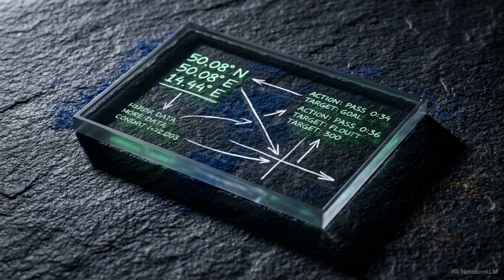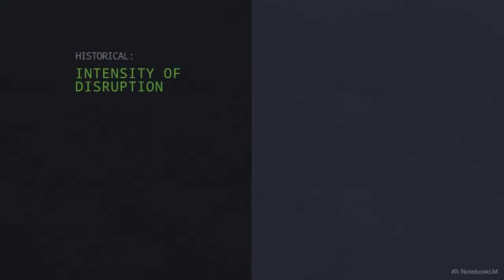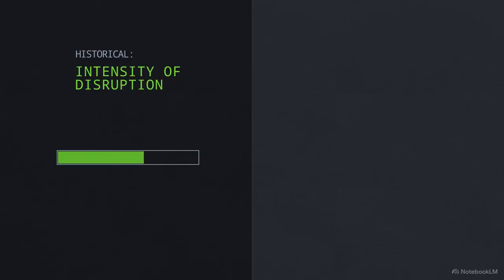Executing this theory required hard data. The coaching staff tracked every on-ball action manually, feeding the results into the mainframe. They focused heavily on a core defensive metric, intensity of disruption. This calculation measured how quickly and aggressively the team interrupted opponent passing sequences.